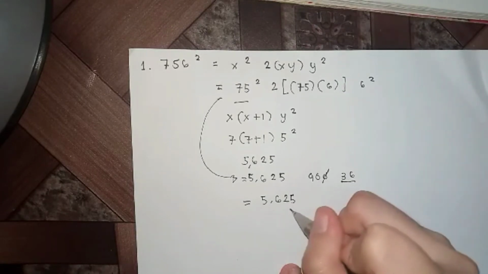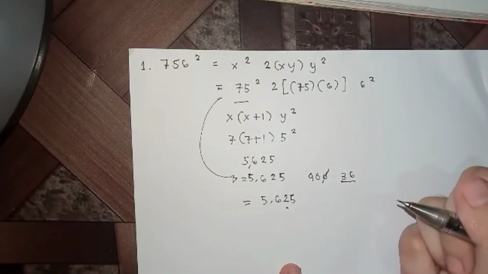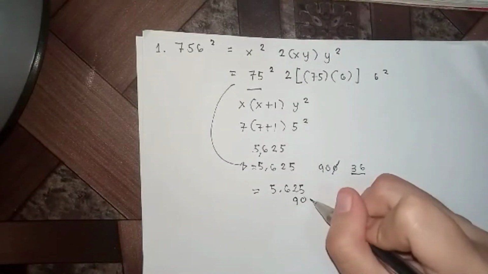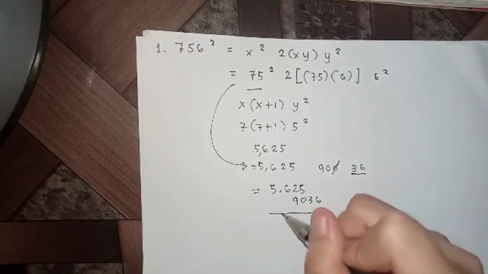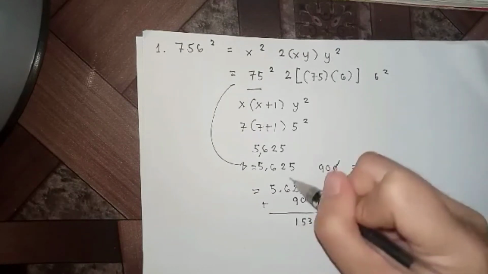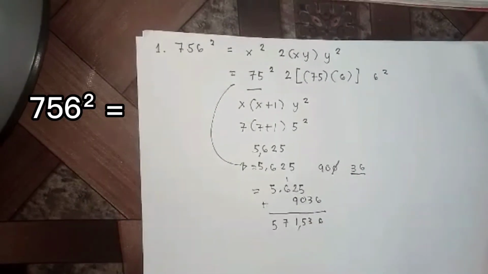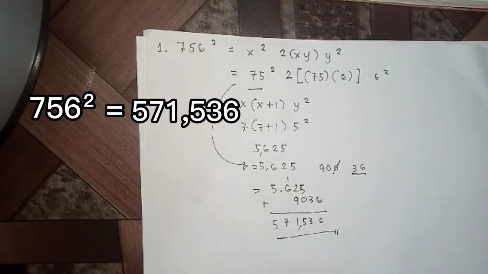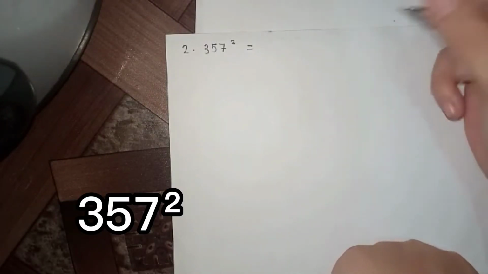So it becomes 90. So 90 and copy 36. So we have to add 6, 3, 5, 11, 7, 5. So 756 squared is equal to 571,536. Next example, we have 357 squared.